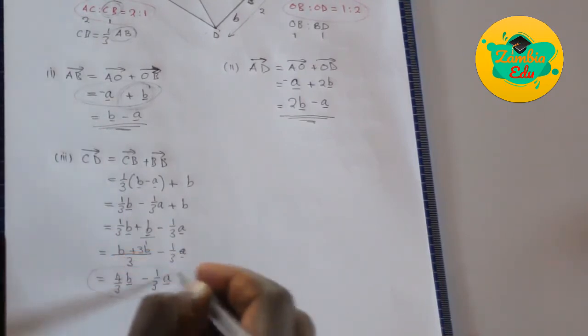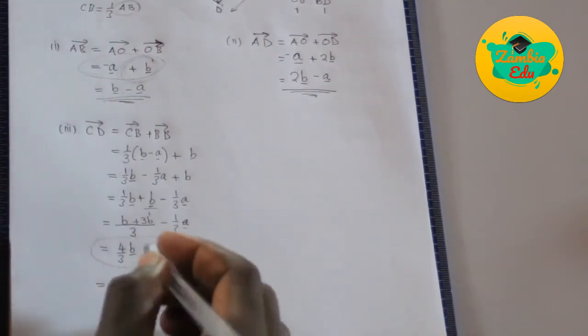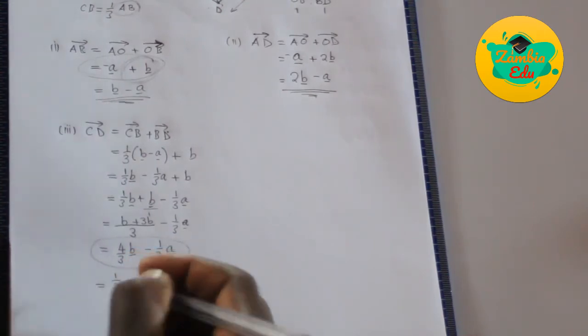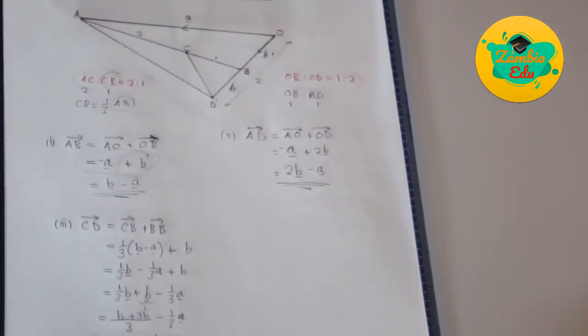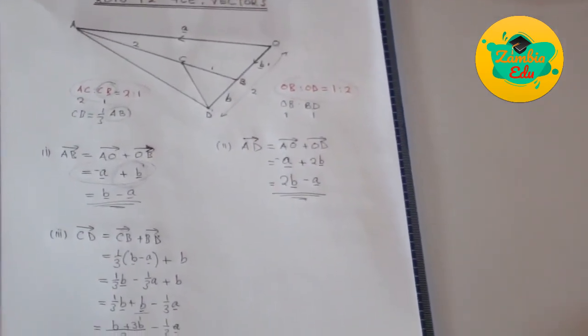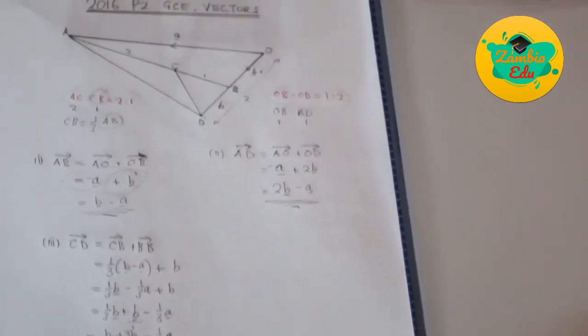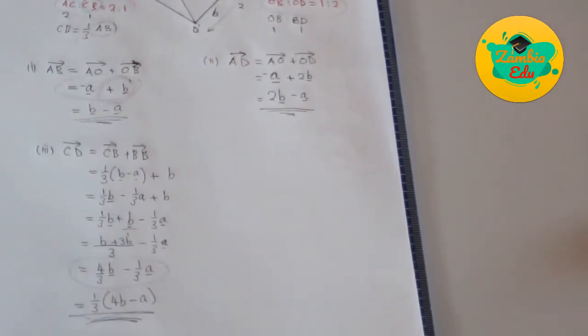So you can either end it there, or you can take it further and factor out what's common, which is going to be 1 over 3. That marks the end of our solution for the GCE 2016. That's what was expected of us.